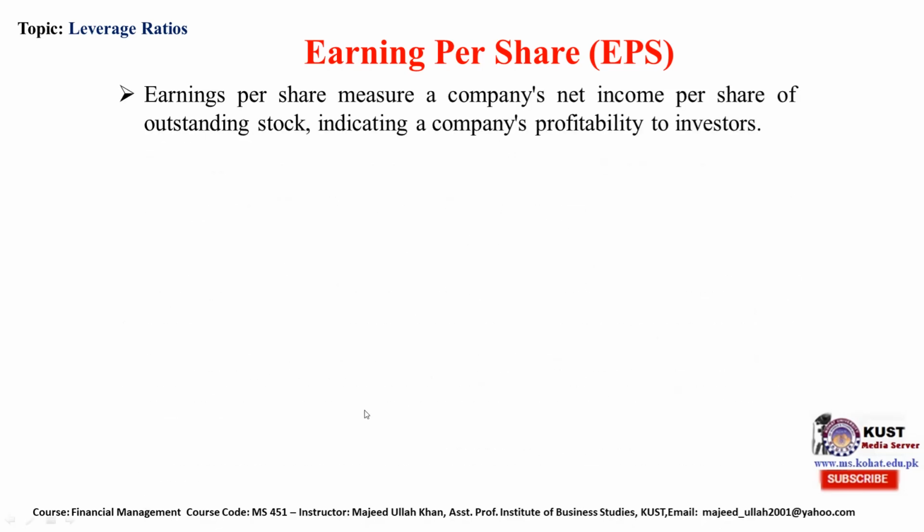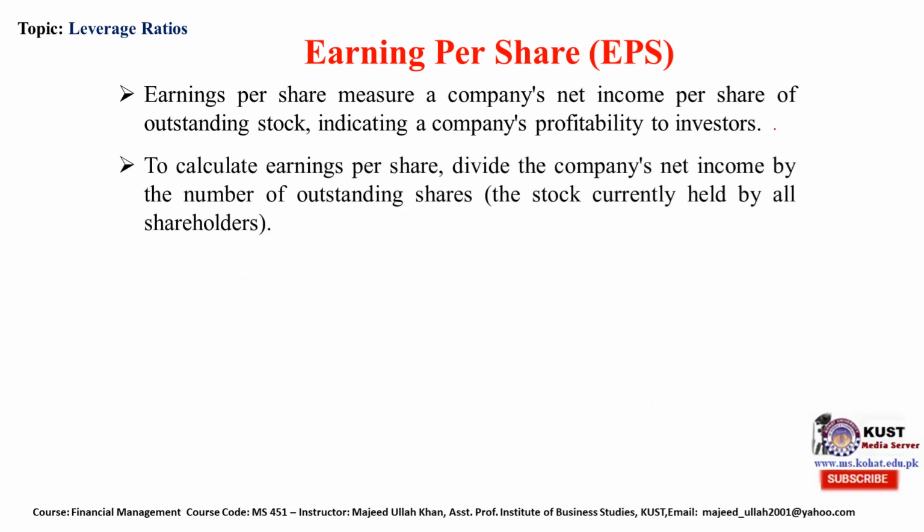Earning per share measures the company's net income per share of outstanding stock, indicating the company's profitability to investors on each share they hold. Earning per share can be calculated when we divide the company's earnings, meaning net income, by the total number of outstanding shares. We get earning per share.